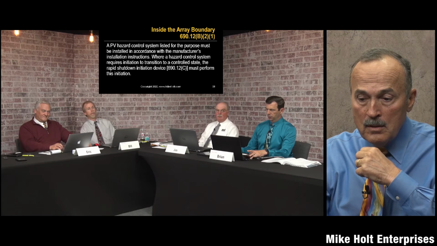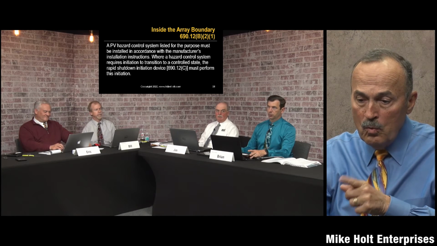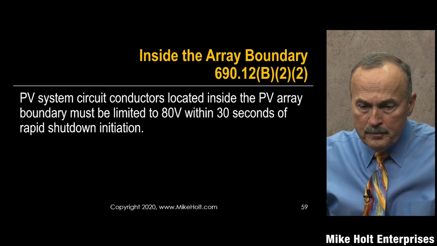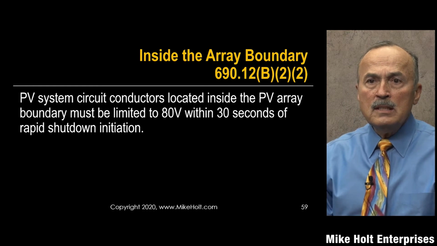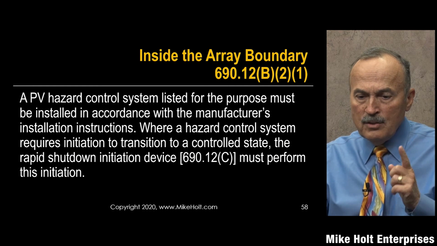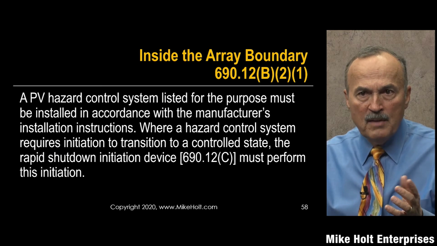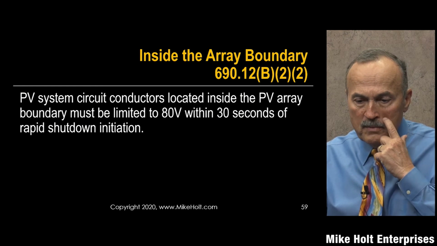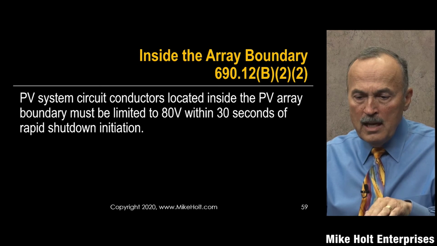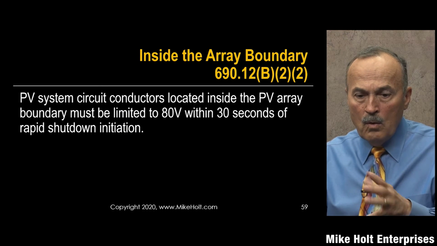Option one of 3. Okay, so this is B21, number 2. A PV system circuit conductor located inside the array boundary, which is 1 foot outside the perimeter of the array, has to be limited to 80 volts within 30 seconds. Oh, okay, so this is not the PV hazard control system that there is no product yet. But if you had one, then that would be one option. That's right. And the second option is going to be something that controls the 80 volts in 30 seconds.